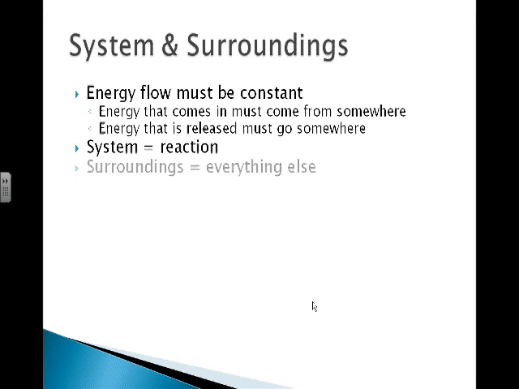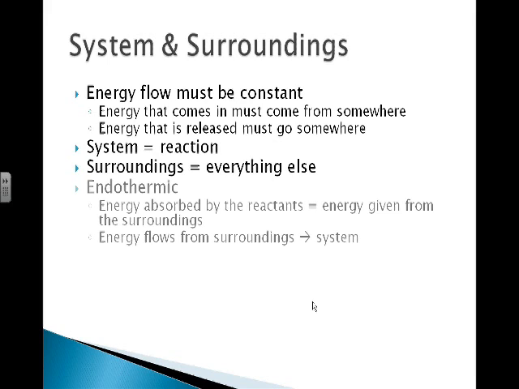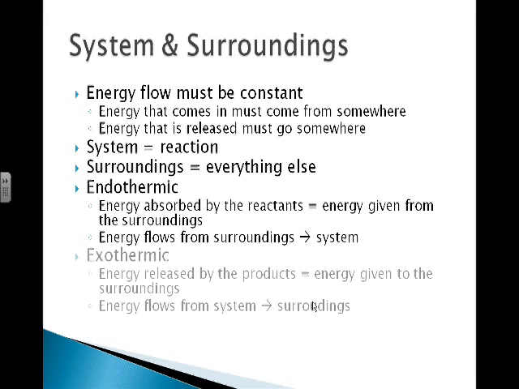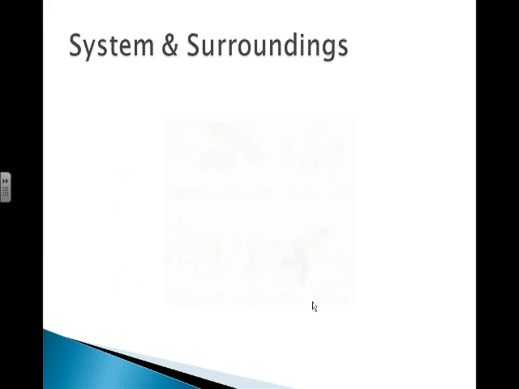When we say system, we simply mean the chemical reaction itself that's going on. The surroundings would be everything else. So in terms of an endothermic reaction, that's where energy is being absorbed by reactants, which means energy is coming from the surroundings. Okay, so it's flowing from the surroundings into the system. Whereas exothermic, when we have energy released by the products, that's equal to energy given to the surroundings. So energy is flowing from the system to the surroundings.